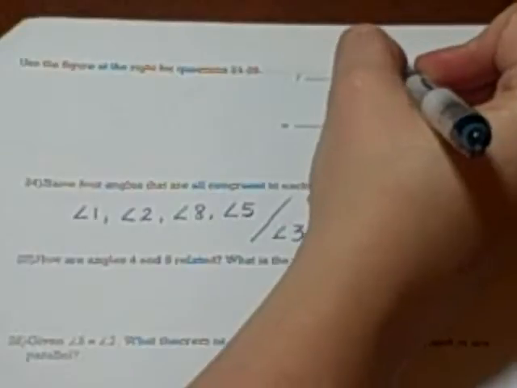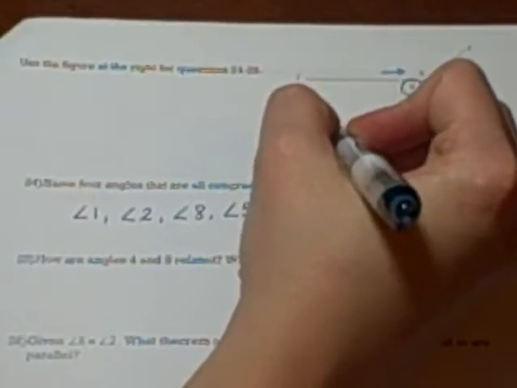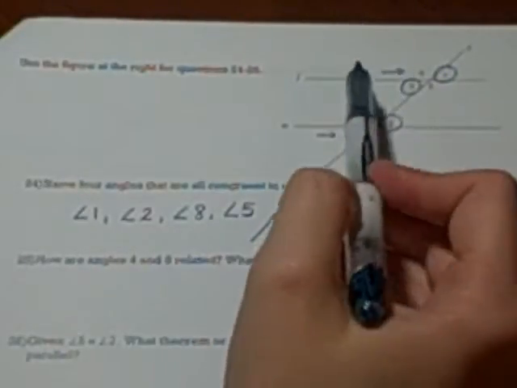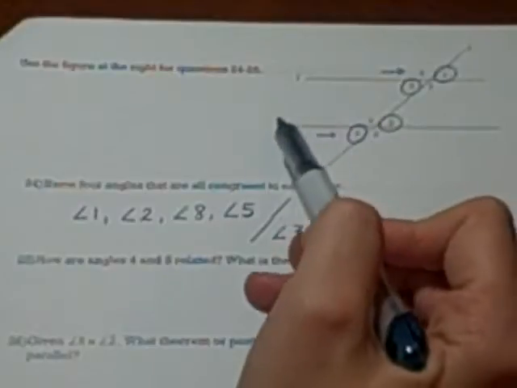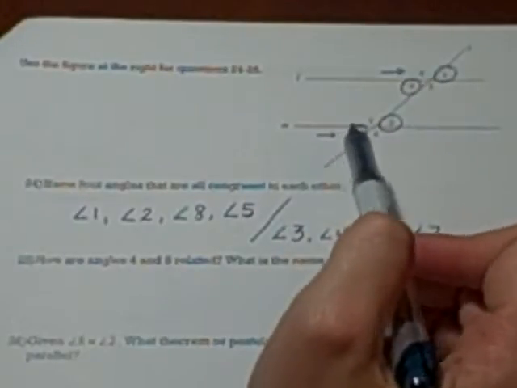Okay, question 25 wants to know how angles 4 and 5 are related. So here's angle 4, and here's angle 5. First thing I would look at is, are they interior or are they exterior? And remember we said to pretend that these parallel lines are like a hallway. So are the 4 and the 5 inside the hallway or outside? Hopefully you see that they're outside, so that means they are exterior.